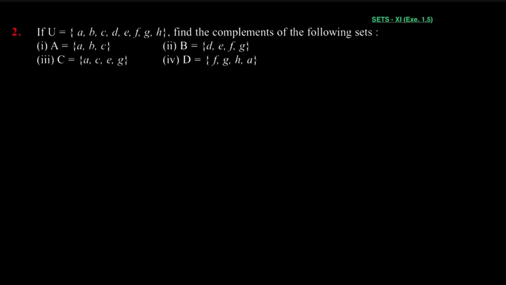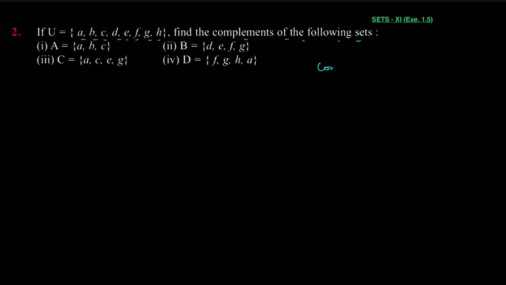So today in this video we are going to attempt question number 2 of sets, class 11th, exercise 1.5 of CBSE mathematics. So in this question we are given a universal set having elements as A, B, C, D, E, F, G and H. Now the question is: find the complements of the following sets.